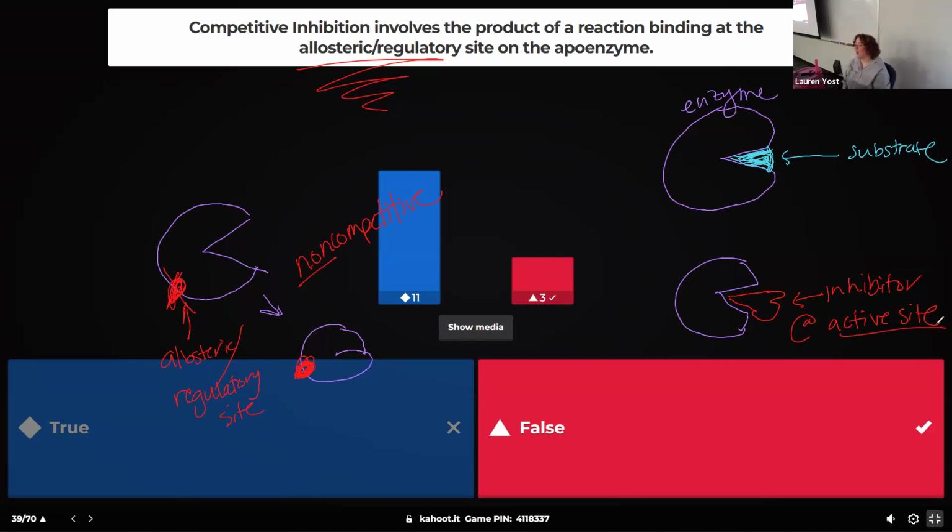Okay, so competitive inhibition, which is what the question is asking about, involves an inhibitor binding at the active site. Non-competitive inhibition involves an inhibitor binding at the allosteric or regulatory site. We've seen why this is false now. Anybody have any questions about this?